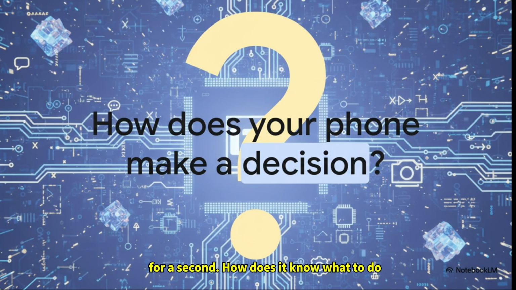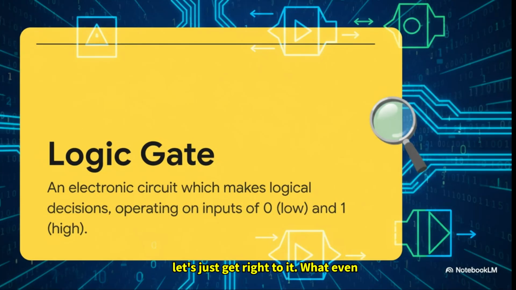Think about your phone for a second. How does it know what to do when you tap the screen? How does it decide to open an app instead of sending a text? Well, it's not magic, it's logic. And at the very heart of that logic are millions, heck, billions of microscopic little decision makers. So, let's just get right to it.